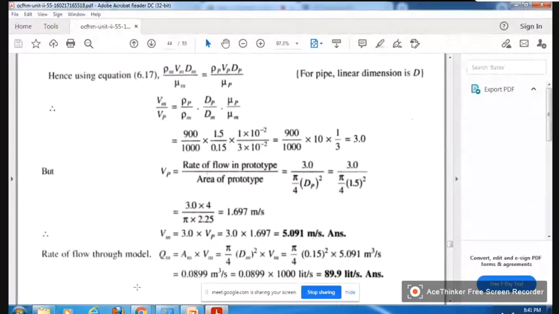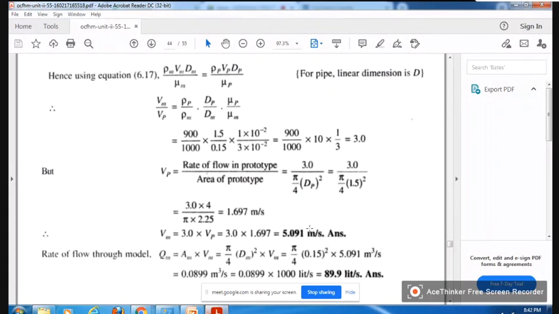Okay, so similarly, what is the rate of flow through the model? You know Q is equal to AV, A is pi d square by 4, and d is here 0.15. Substituting Vm here, 5.09, it comes to 89.9 liters per second. So the discharge in the model is equal to 89.9, and the velocity in the model is equal to 5.09. Then you do the experiment on this model, and that can be extended to the prototype.